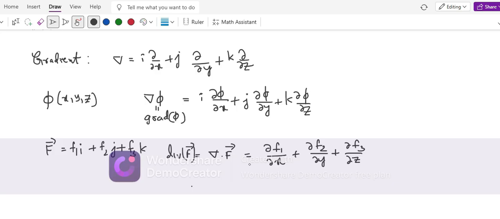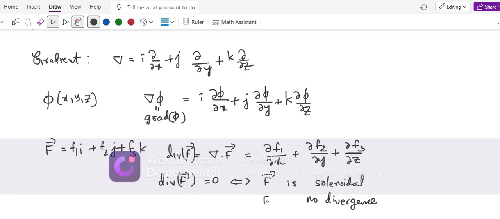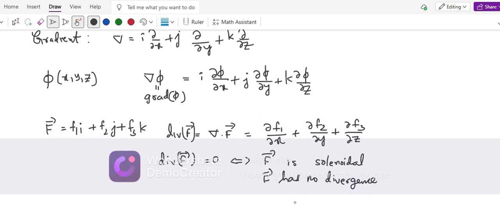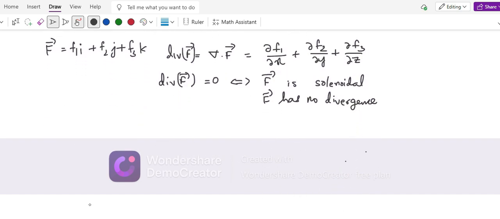So if the divergence of a vector function equals 0, we can say that the vector function f is solenoidal. Solenoidal in the sense it has no divergence. You can simply say that f has no divergence. Now, what happens if I calculate the cross product?